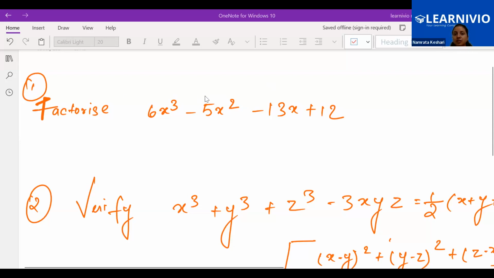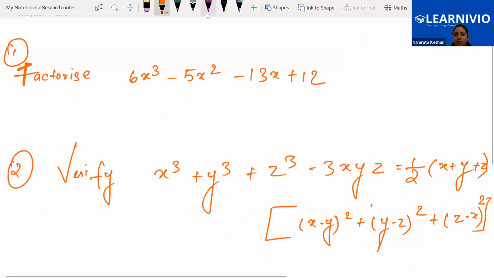Can we discuss it over here? Let's discuss it. Whoever has already finished, check it. Have you done it like this? So we are having 6x cube minus 5x square minus 13x plus 12. We have to factorize it. I'm not sure whether we have discussed the same question or a different one.